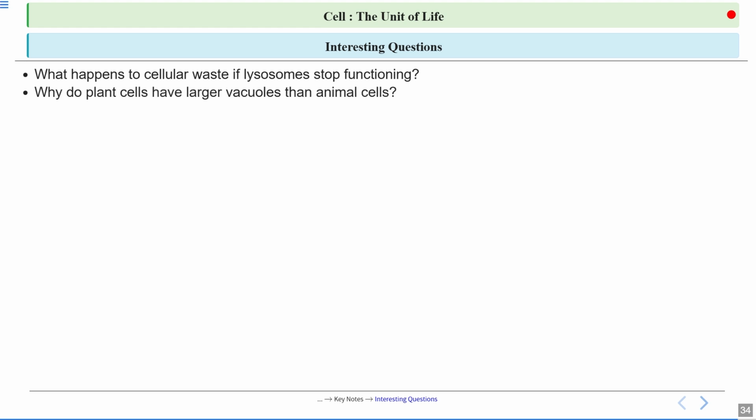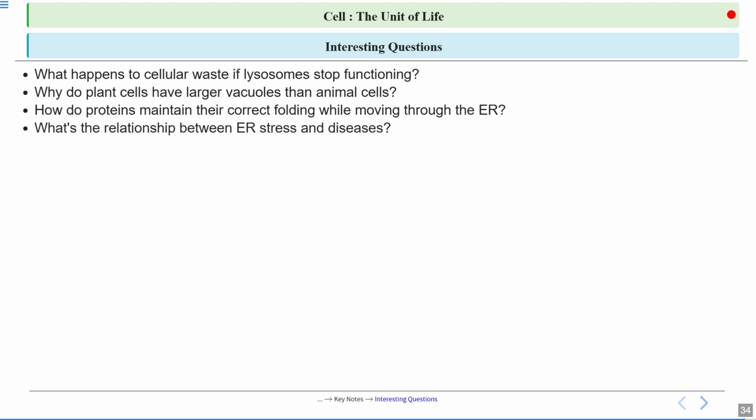Next, why do plant cells have larger vacuoles than animal cells? What is the reason for that? Now, the third question is, how do proteins maintain their correct folding while moving through the endoplasmic reticulum? And the next one is, what is the relationship between ER stress and disease?